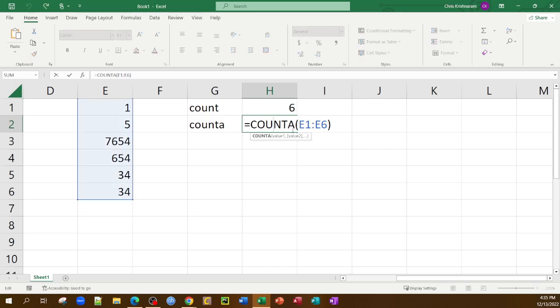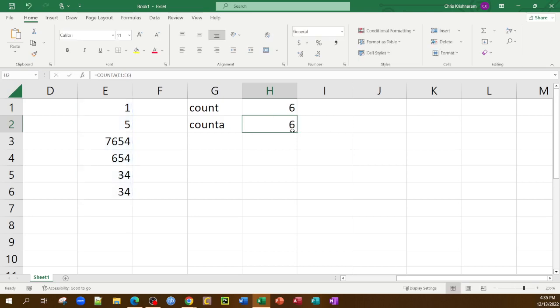So create that. So basically the only difference is that you're putting an A after COUNT. So notice both have 6. Both have the number 6. Now what I'm going to do, I'm going to change 1 to the letter A. So notice COUNT dropped to 5. COUNT just dropped to 5. So that indicates that, remember, COUNT only counts numbers.